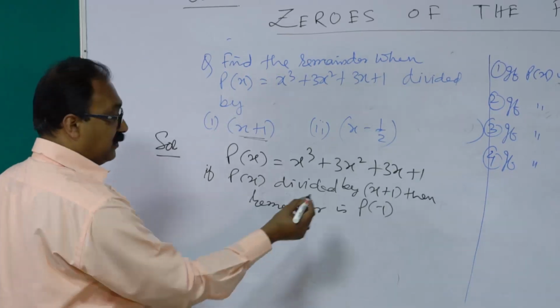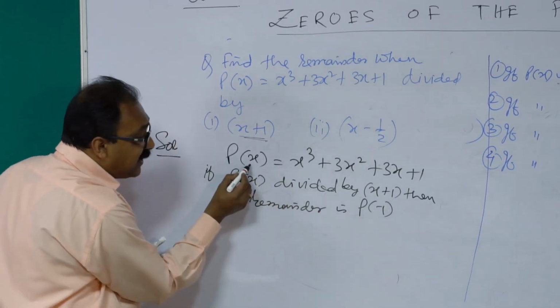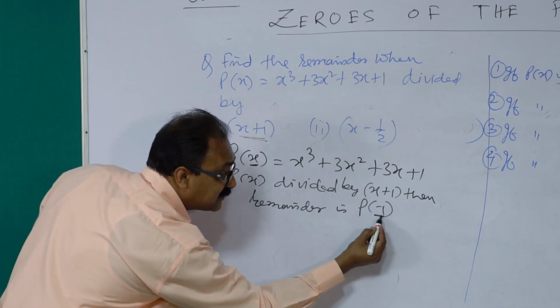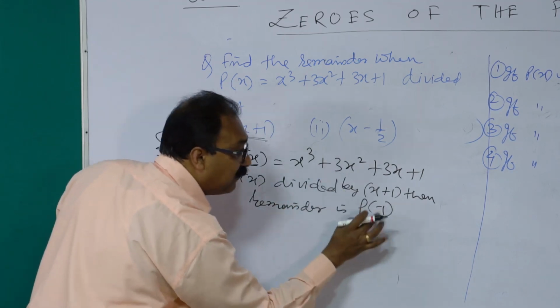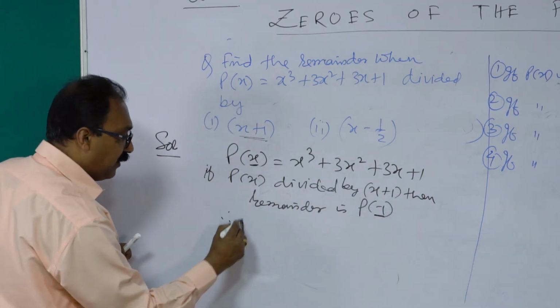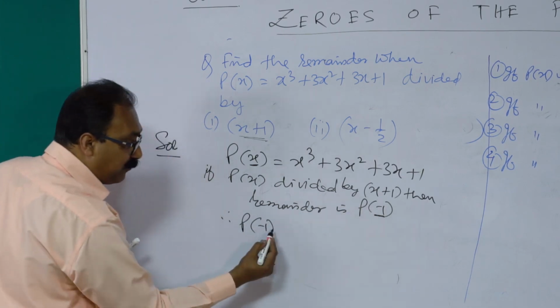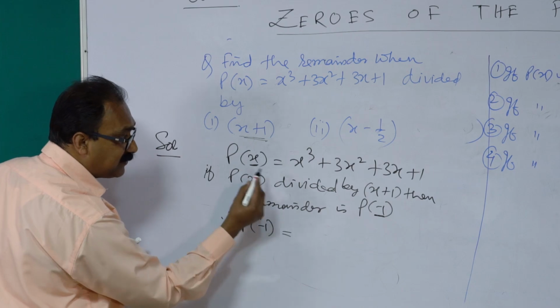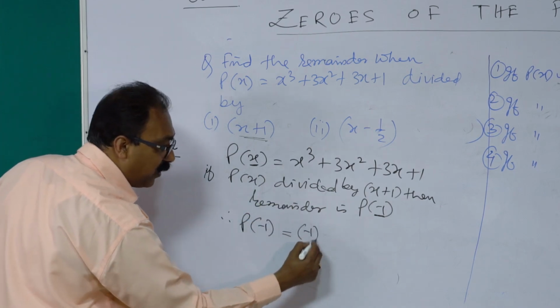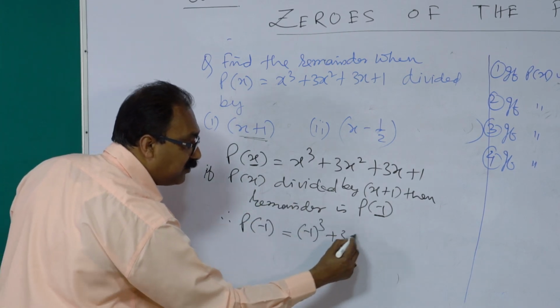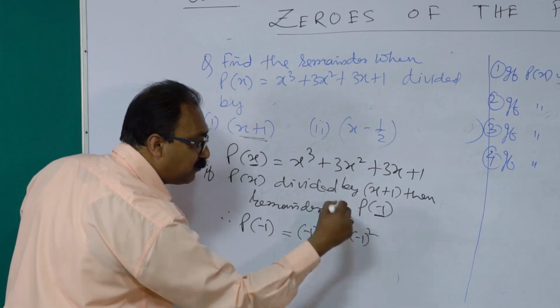So how to do it? The remainder means where? In which place? The x place. Look at this, the x place. So wherever x is, we put the value and get the answer. Therefore p of minus 1 is the remainder. That value we have to know, no? So p of minus 1 is, look at here, x cube: minus 1 cube plus 3 into minus 1 square. Wherever x is, put minus 1.